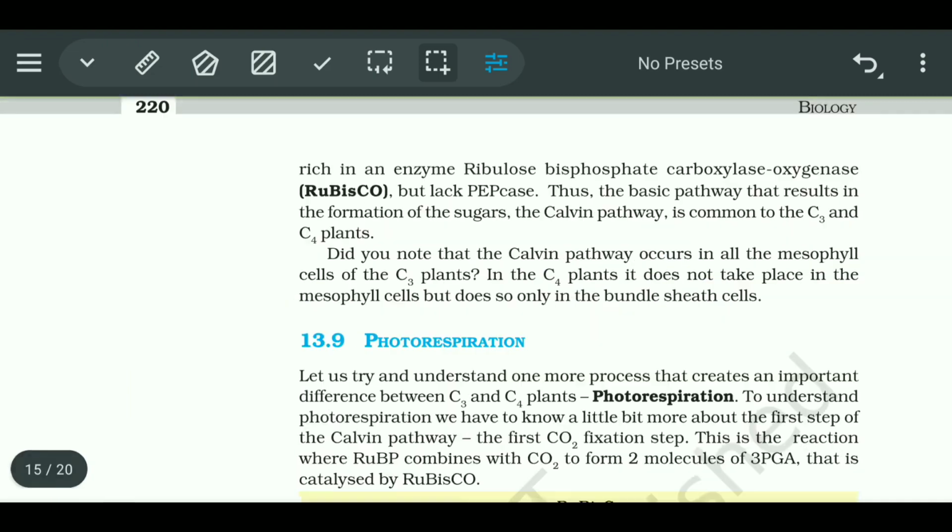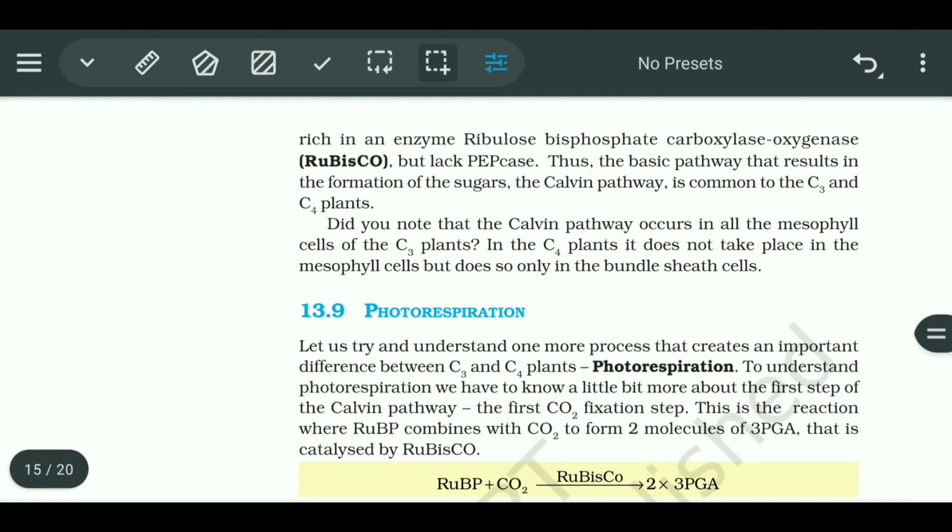and C4 plants. Did you note that the Calvin pathway occurs in all the mesophyll cells of the C3 plants? In the C4 plant, it does not take place in the mesophyll cells but does so only in the bundle sheath cells.